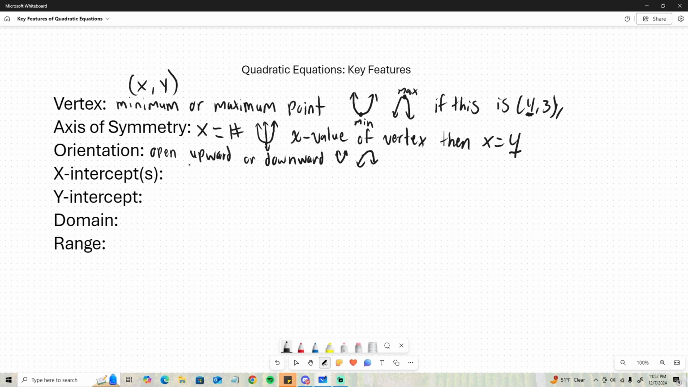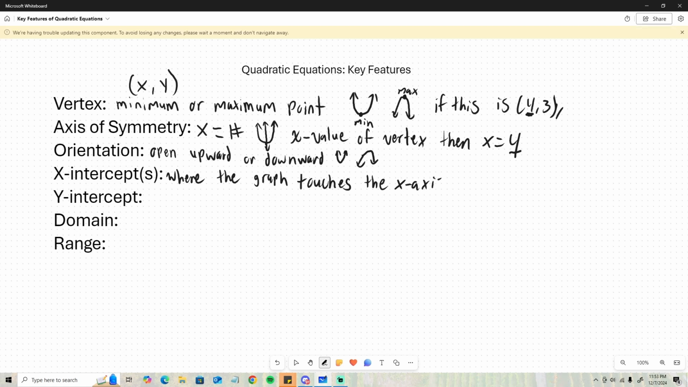When we look at the x-intercepts, this is where the graph touches the x-axis. So yeah, where the graph touches the x-axis. This is when y is equal to 0. You can have anywhere between 0 and 2 of these.